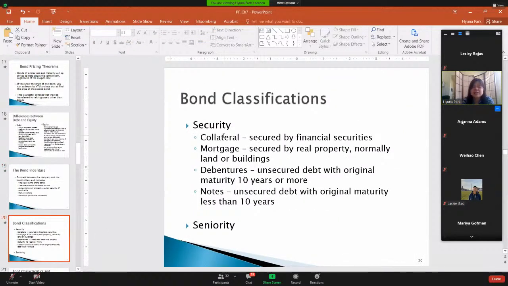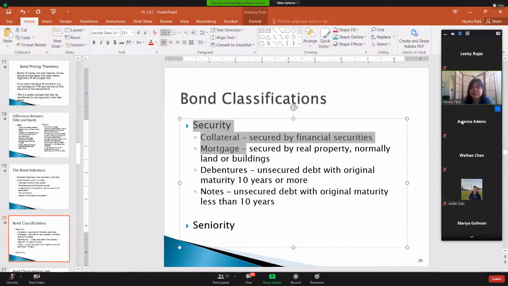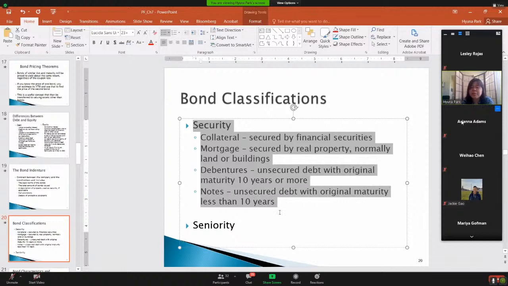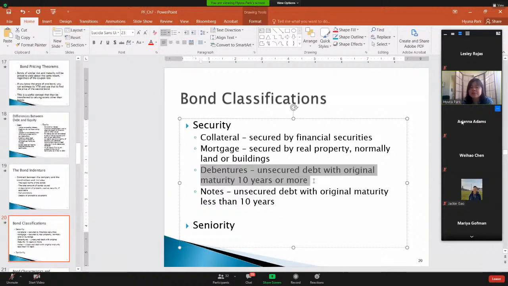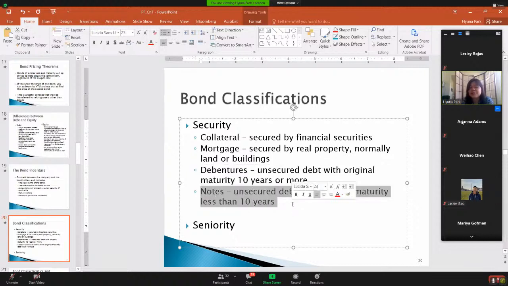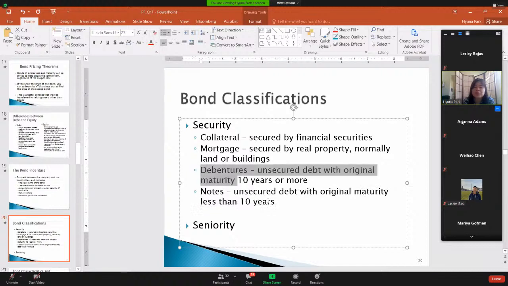And bond classification: some bonds are secured by collateral, but there are also unsecured bonds. Unsecured long-term bonds with maturity longer than 10 years are called debentures. And unsecured bonds with original maturity of 10 years or less are called notes. Treasury notes are the U.S. Treasury Department's borrowing instrument with maturity of 10 years or less. So notes versus debentures, the difference is in maturity.